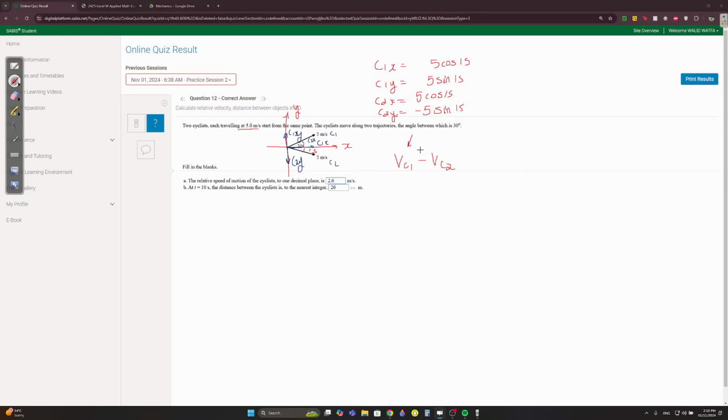So it's going to be V cycle 1 minus V cycle 2. V cycle 1 is 5 cosine 15 i plus 5 sine 15 j, minus 5 cosine 15 i minus negative 5 sine 15 j, just so you can help understand. I think you guys got what I did here, right? Always when you say relatively, you subtract them both. 5 cosine 15 minus 5 cosine 15 is zero. 5 sine 15 minus negative 5 sine 15 is 10 sine 15. Why? Because minus becomes plus, 5 plus 5 is 10. So it's going to be 10 sine 15.